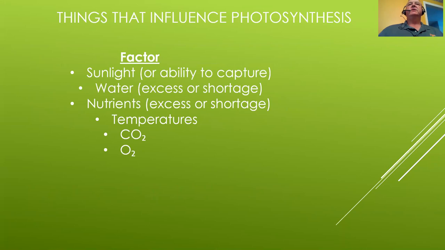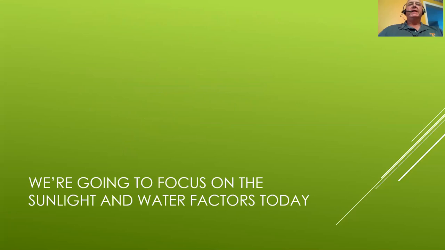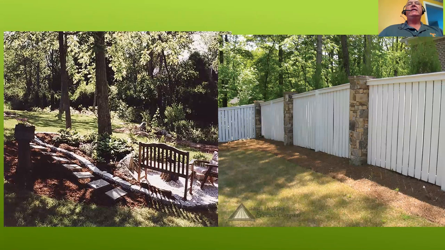Now, the things that influence photosynthesis include sunlight, or the plant's ability to capture sunlight, water, whether it's an excess or a shortage, nutrients available to plants, again an excess or a shortage, air temperatures, soil temperatures, the amount of carbon dioxide available to plants, and also the amount of oxygen. We're going to focus primarily today on the sunlight and the water factors. Anything that we do to influence the amount of sunlight that a plant receives is going to influence how well that plant survives.